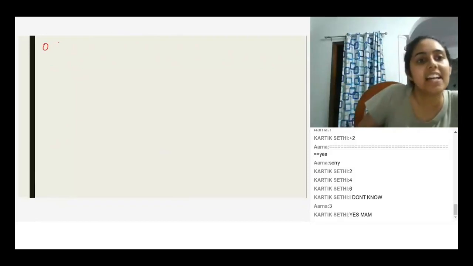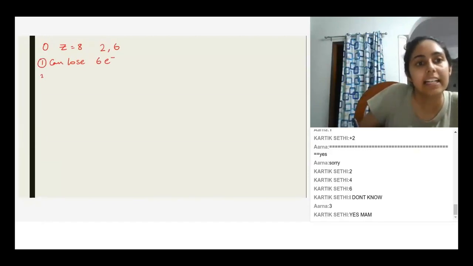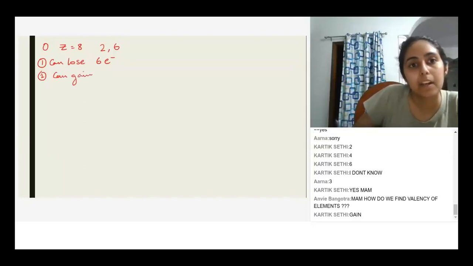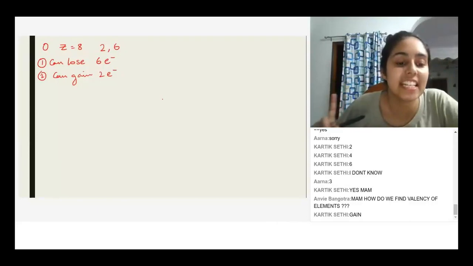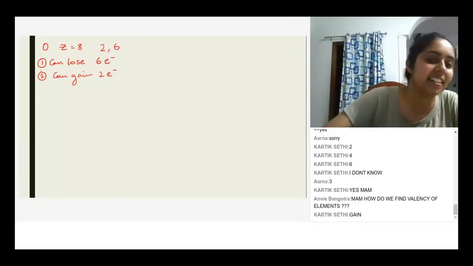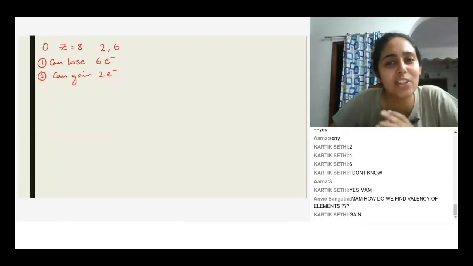Oxygen has atomic number 8, electronic configuration 2,6. Now, oxygen can lose 6 electrons or it can gain 2 electrons. Which is easier? Lose 6 electrons? It is easier to gain 6 electrons? Why do you want to work harder?